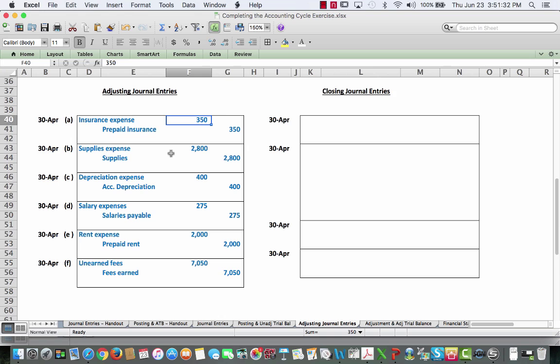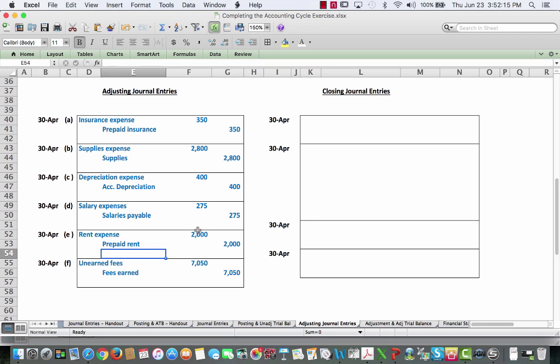This first entry is an entry to record the insurance expense for the amount of insurance we used out of the prepaid insurance account. The second entry is a record of how much supplies we used during the month. This is our depreciation expense for the month. Transaction D, this is a record of a salary expense that was not recorded. It was accrued but not recorded. We hadn't paid the employees their salary yet at the end of the month, but we have to account for it. Here's our rent expense.